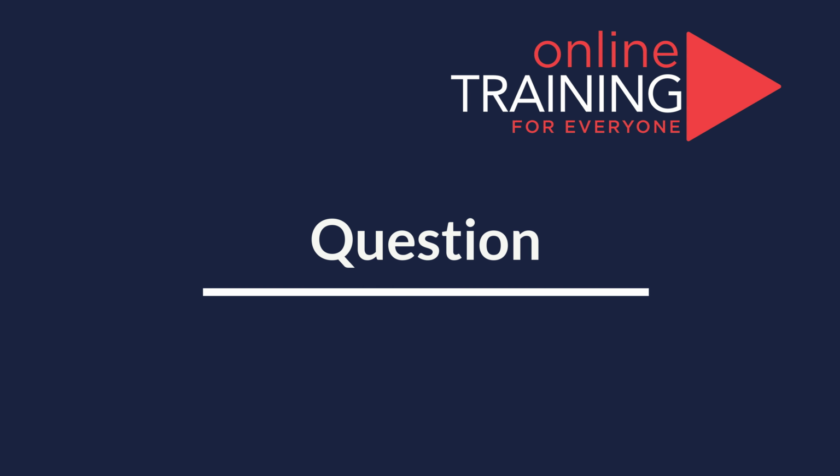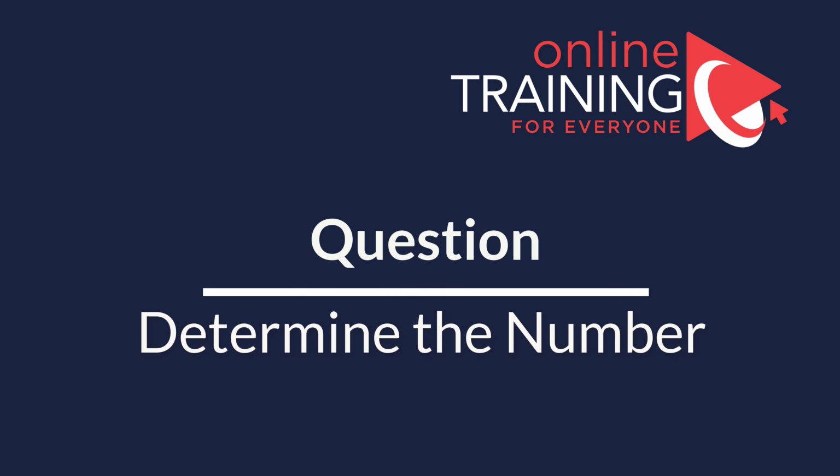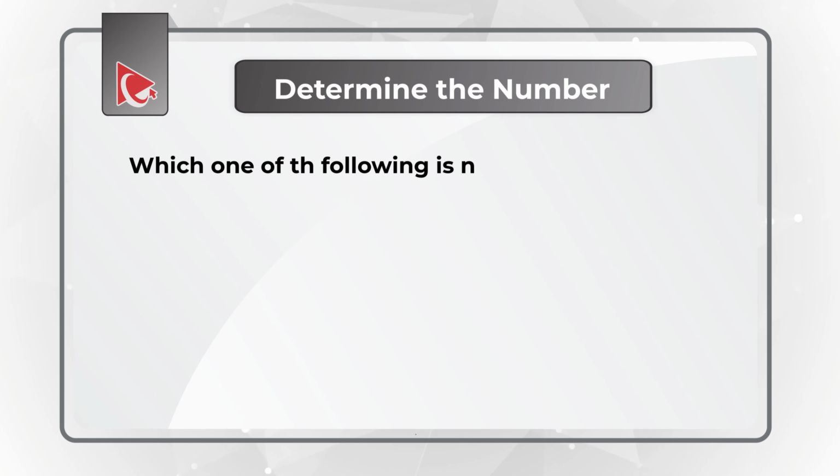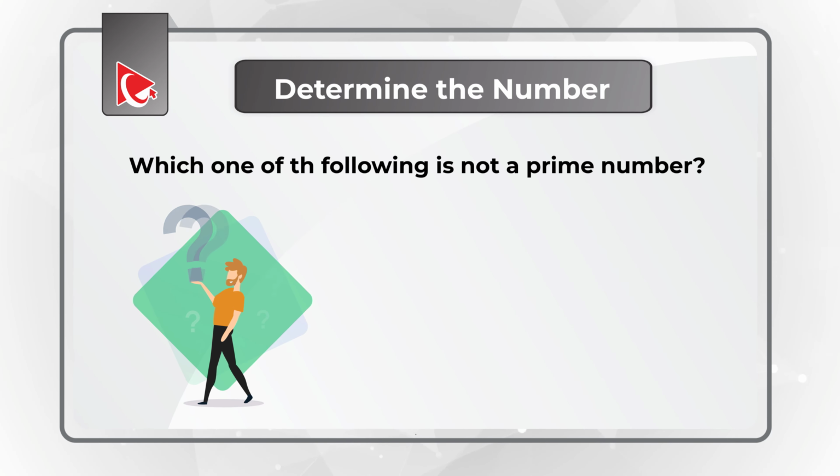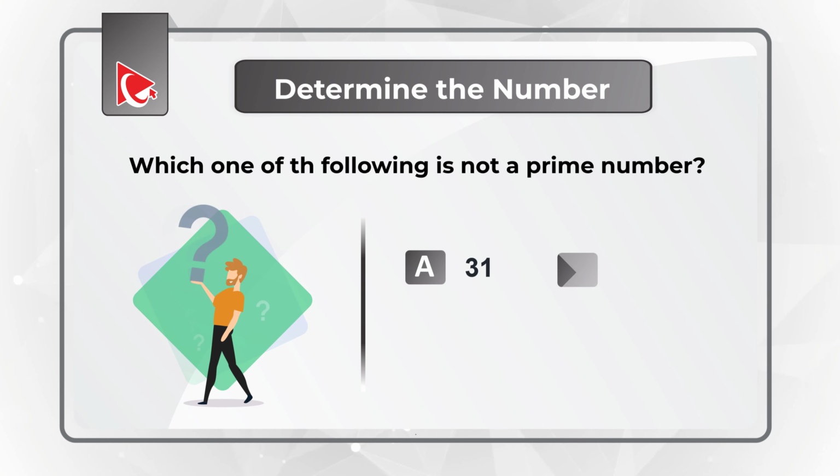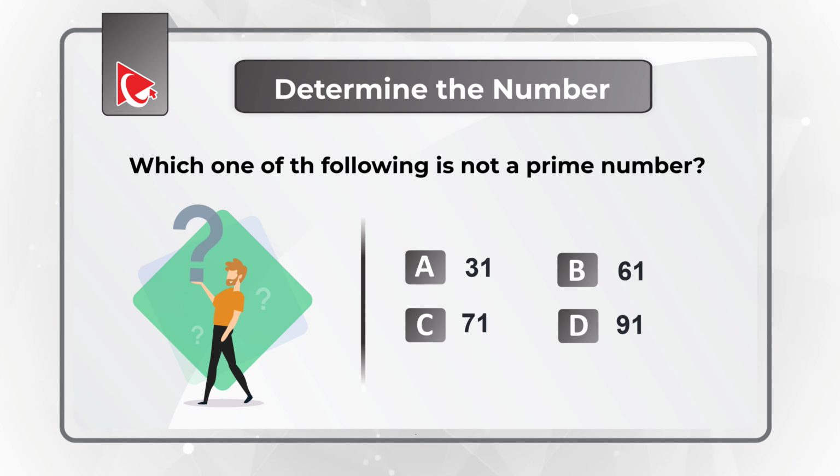Here's an interesting question where you're presented with a set of numbers, and you need to determine which number is not a prime number. You have 4 different choices. Choice A, 31. Choice B, 61. Choice C, 71. And choice D, 91.